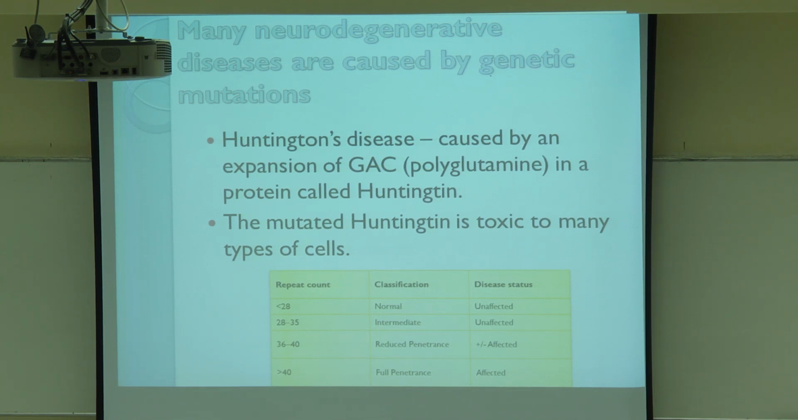So we have a lot of CAG. CAG is the code for glutamine. So this is an amino acid that is called glutamine, and we have a lot of glutamines in the protein. And when we have too many of them, it is just toxic to the cell, and cells start to die.